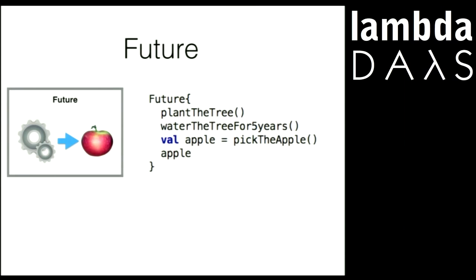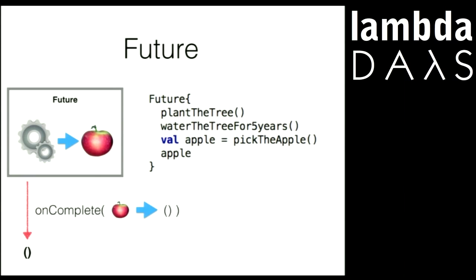Futures are the way of running computations in parallel. So let's say we wanted to produce an apple. In order to produce an apple, we want to plant a tree, water it for 5 years, and then we pick the apple. So that's quite long. We want to run it in parallel. We can wrap it with the future curly braces, and that will run in parallel. That will return a future object.